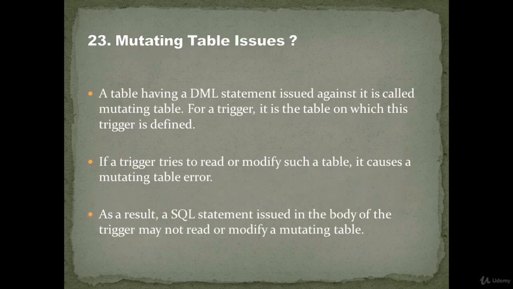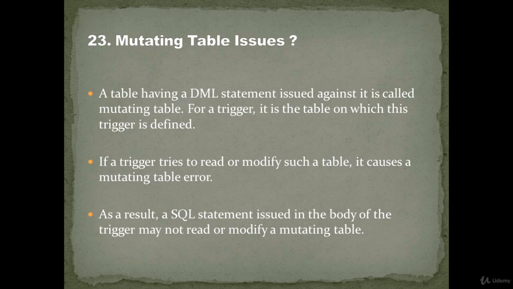What is a mutating table issue? Question number 23. Mutating table, for example, suppose you have one table. On that table, you have a trigger, and the job of that trigger is the modification of the table. That means either update that table, insert into that table, or delete from that table. And in the same table, you want to fire a DML statement, meaning you update, insert, or delete data from that table by using a DML statement also. At the same time, there is a trigger on that table doing the same job. At this time, a mutation occurs. That's called a mutating table issue.